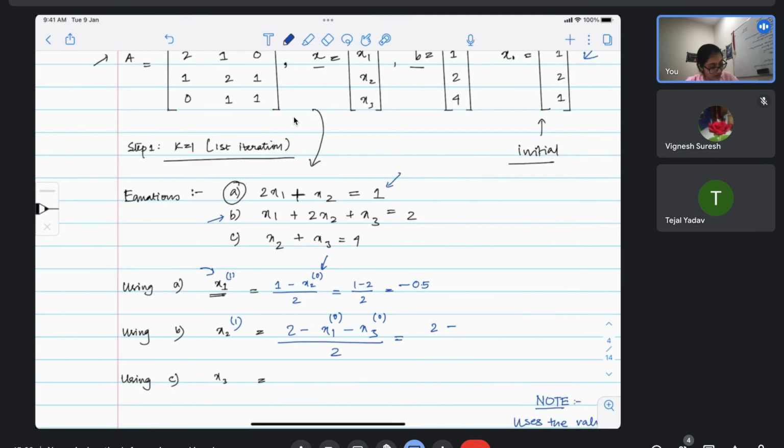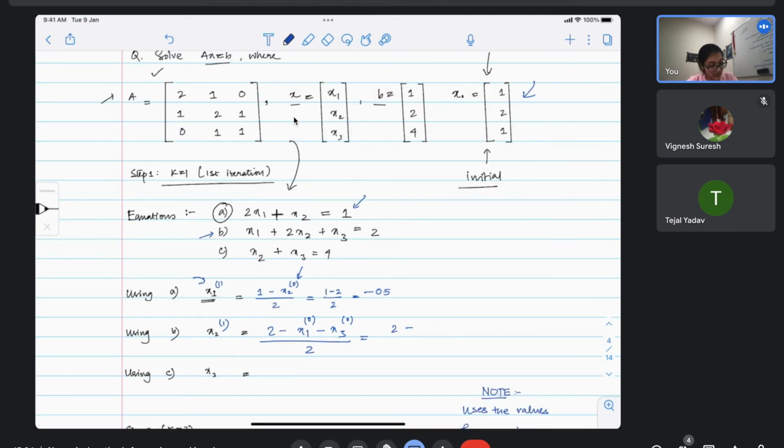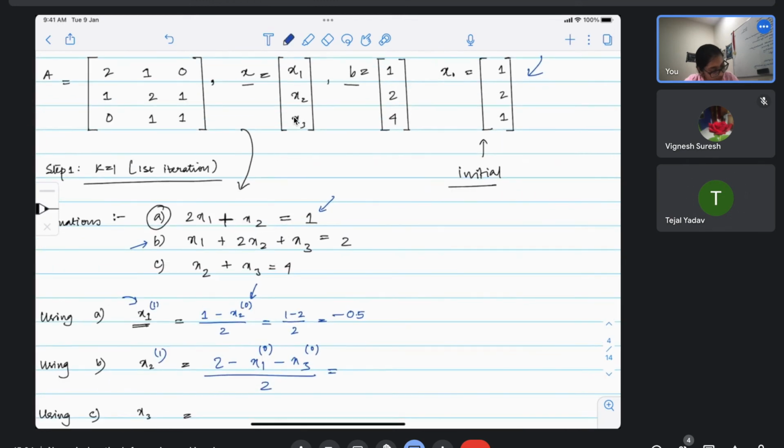So what are the values? 2 minus, can you tell me? 0 minus 0. No. Okay, you're getting confused. See, I'll write it here clearly for you. x1 of the 0th iteration is equal to 1. x2 of the 0th iteration is 2. 0th iteration basically means the initial values, okay? And x3 of the 0th iteration is 1, okay?